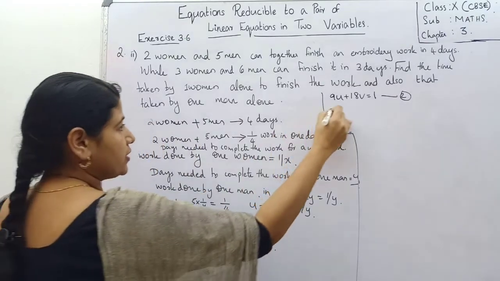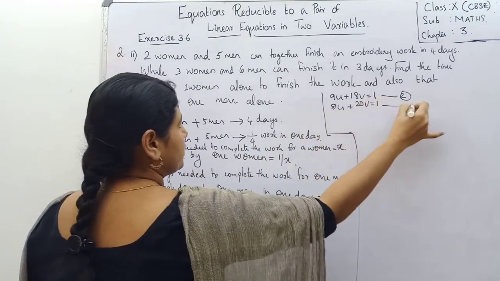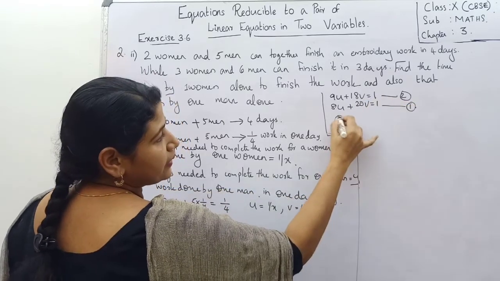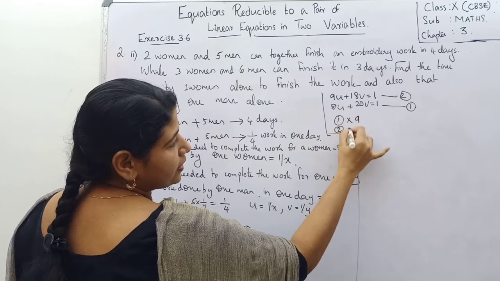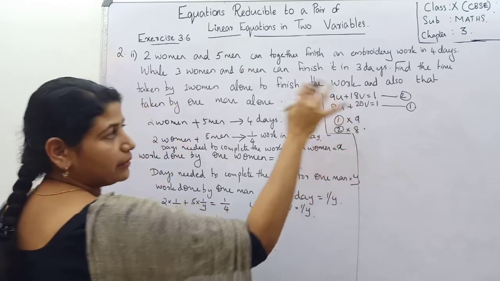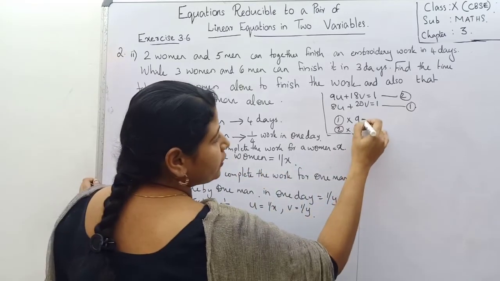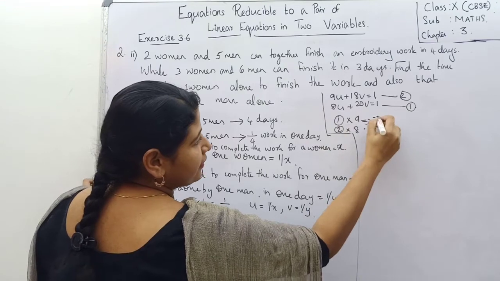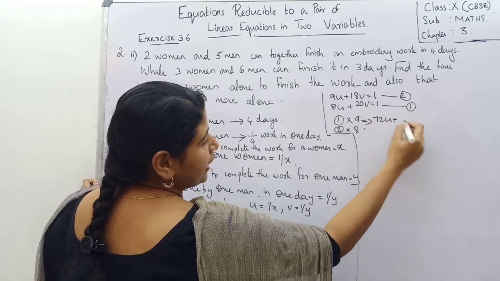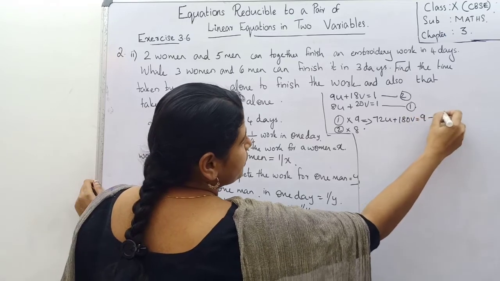So our first equation is 8u plus 20v equal to 1. This is the first equation. So we can multiply the first equation by 9 and the second equation by 8. Then we can eliminate this term of u. So this will become 9 into 8 is 72u plus 9 into 20 is 180v equal to 9. This is the third equation.